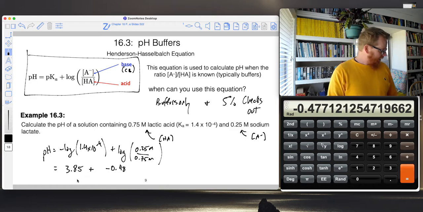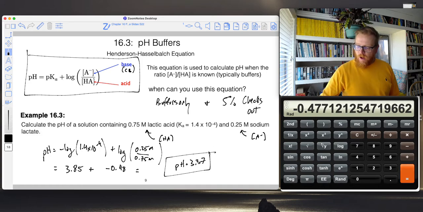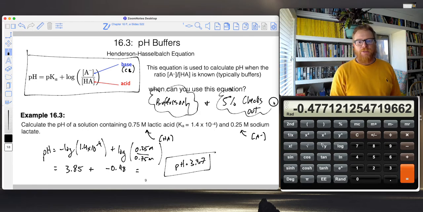When I finish off that math, that means pH is 3.37. So there we go. No rice table. But we have to remember, buffers only, and when the 5% rule checks out.